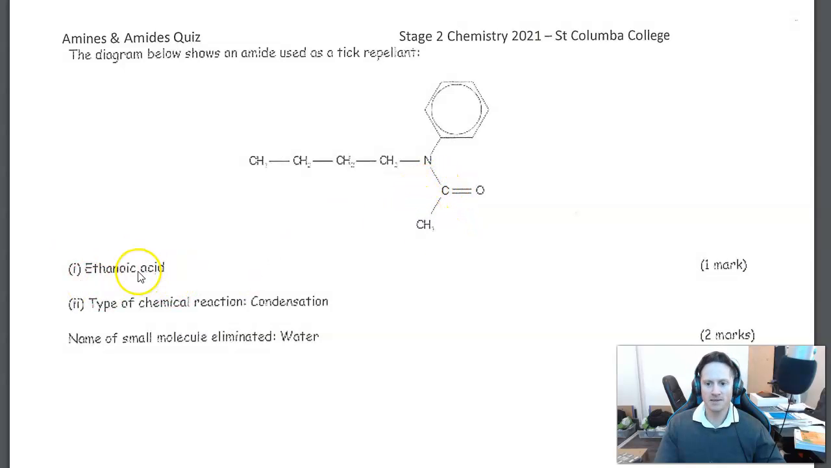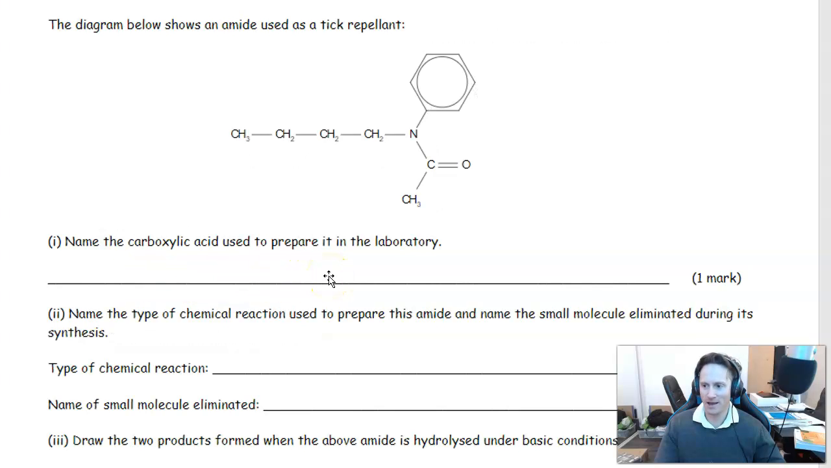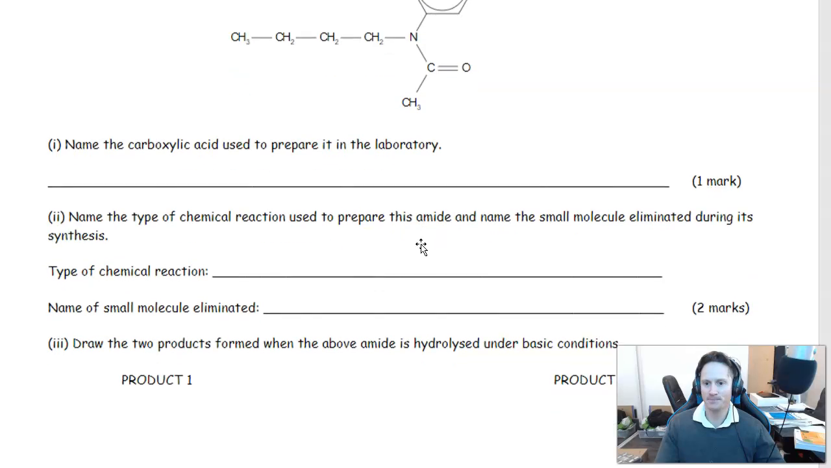Okay. A lot of us were not able to name ethanoic acid, which means our naming conventions for carboxylic acids just need to be worked on a little bit. Okay. Methanoic acid, propanoic acid, butanoic acid. If you see that COOH, that's how you name that.